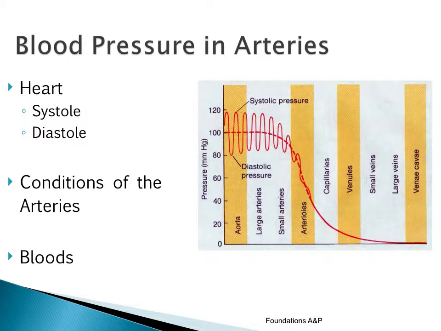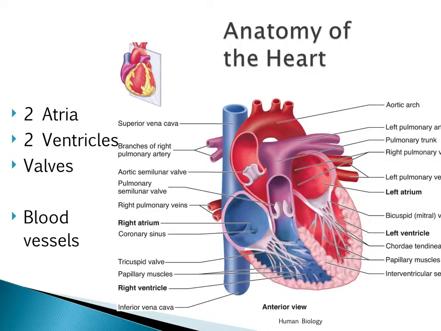This is strongly affected by things that are happening in the arteries, but the main cause of this is the heart. And the farther you get from the heart, the lower the blood pressure is. And that's why blood sometimes pools in large veins because it's moving so slowly because it's so far from the heart. Okay, let's look at the structure of the heart.